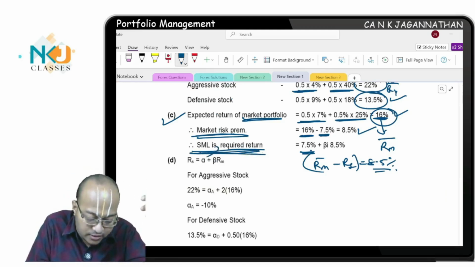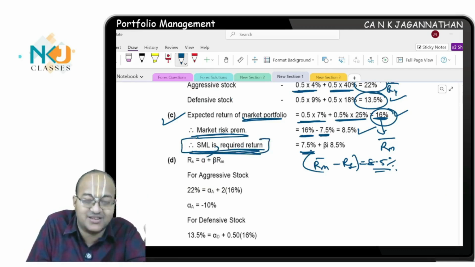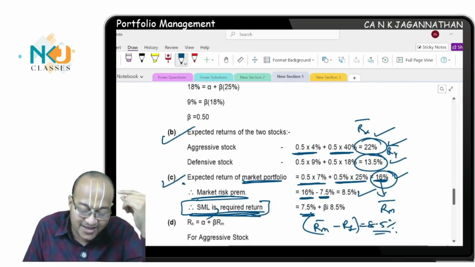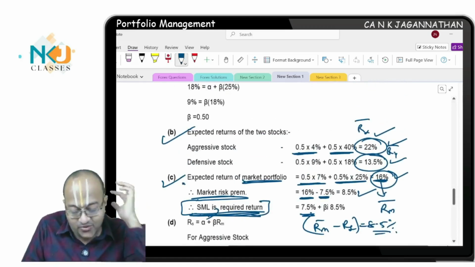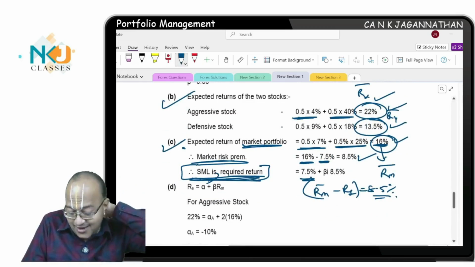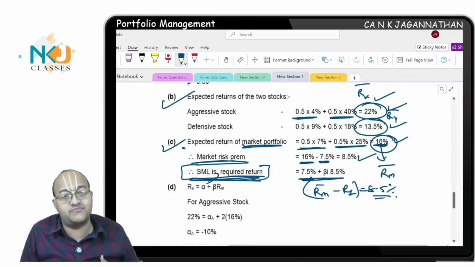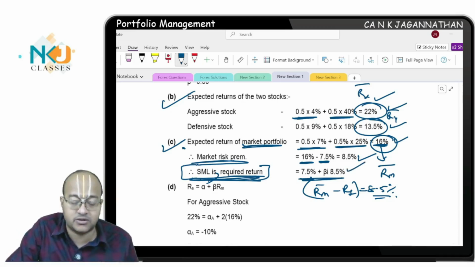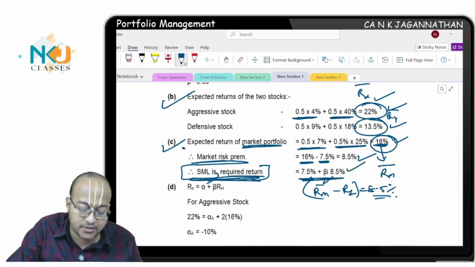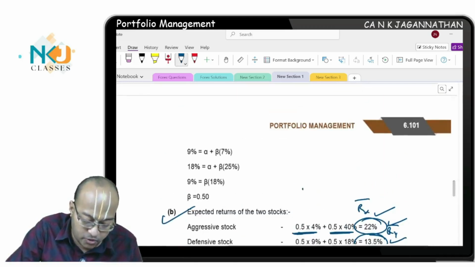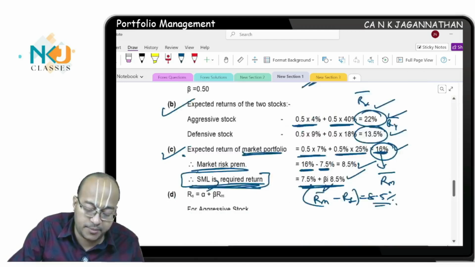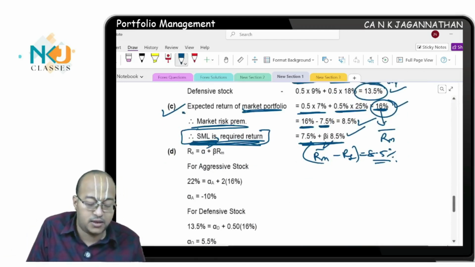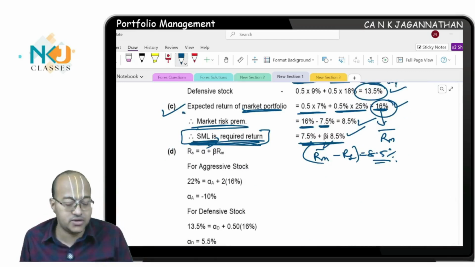They have themselves given that SML is the required rate of return, and the expected return is something different. Expected return is this much, required rate of return is this much. So it is 7.5 plus beta times RM minus RF, which means 8.5%, beta times the market risk premium. Beta was already found, 0.5 and 2. They should multiply and show the real figure, but they have not asked for the SML return as such. They have just asked simply for the SML.